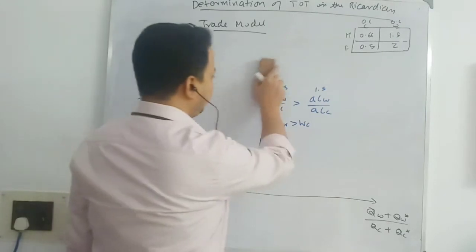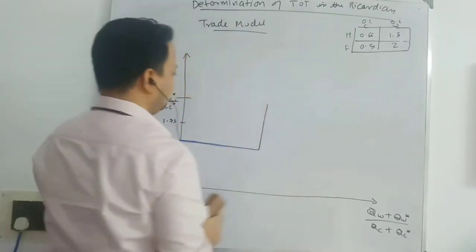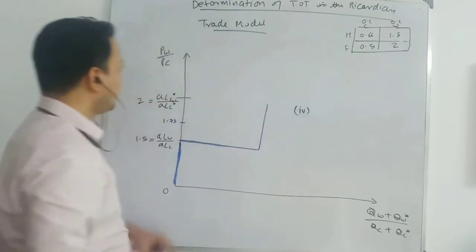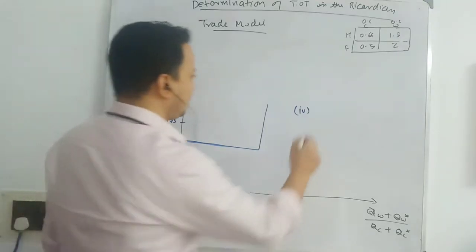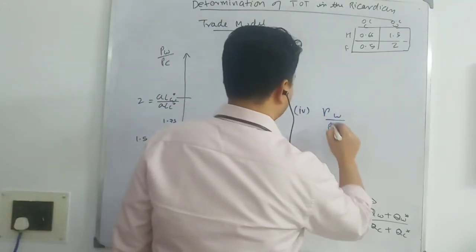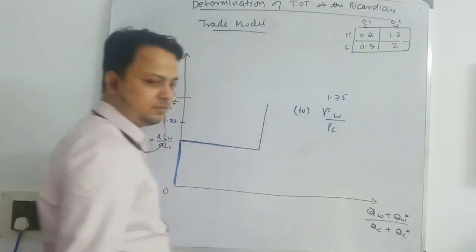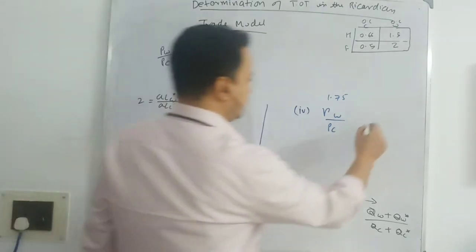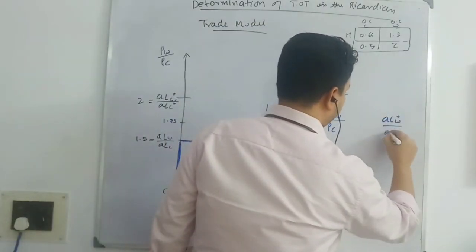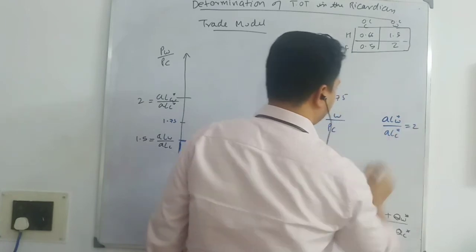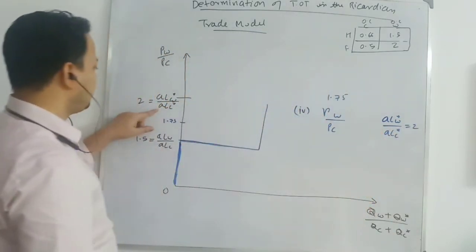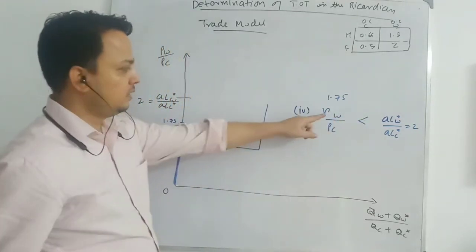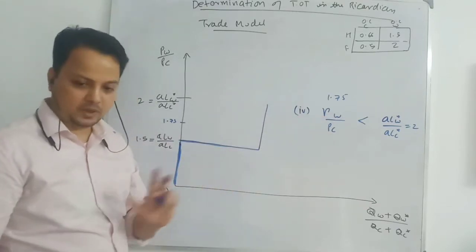Okay. Now looking at the fourth point. Now look at this framework. We are talking about terms of trade. Terms of trade is PW by PC, which is 1.75. What is the home opportunity cost? 2. This is AlW star over AlC star. This is 2. So the opportunity cost of wine in terms of cheese is 2, greater than terms of trade. That is the price of export over price of import for the home country, right?